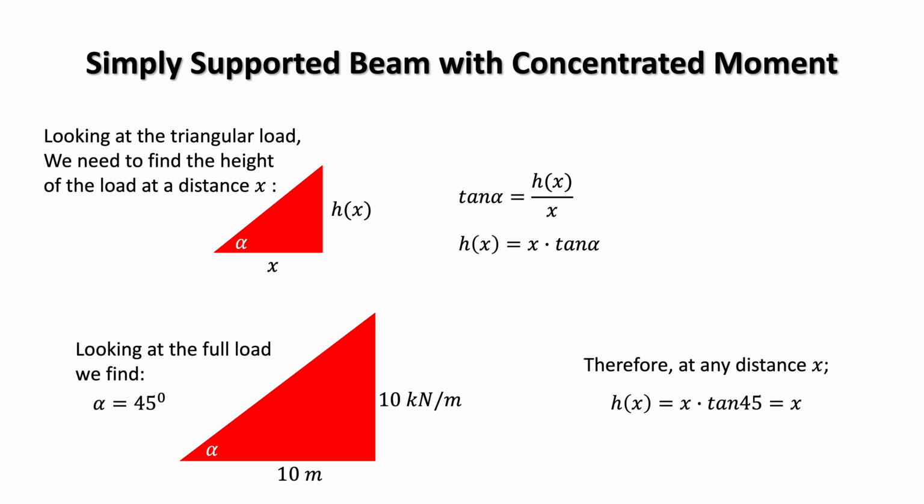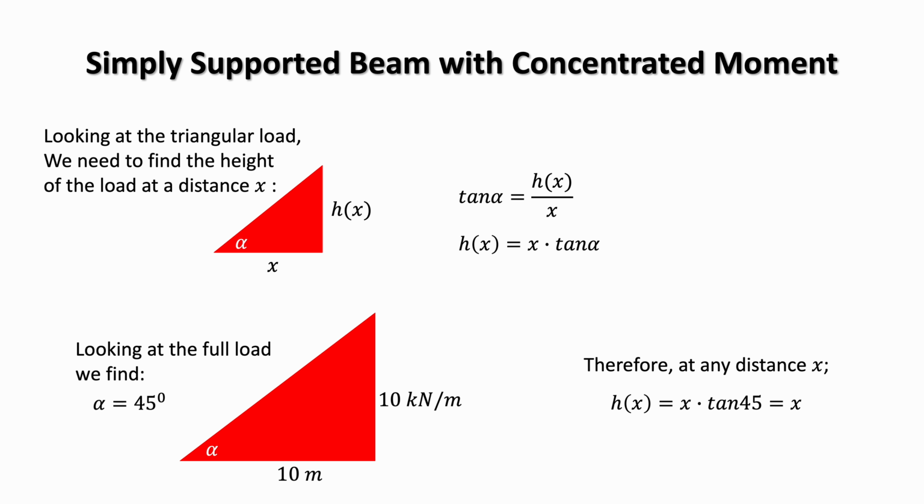From the geometry, the height of the load at a distance x is notated by h. And using basic trig, we can write that tan of the angle alpha equals h over x. And that'll give us that the height of the load at any given point x equals x tan alpha. If we look at the full load diagram, we can find out what that angle is. So over the full 10-meter span, the load increases from 0 to 10 kilonewtons per meter. This corresponds with an angle alpha of 45 degrees.